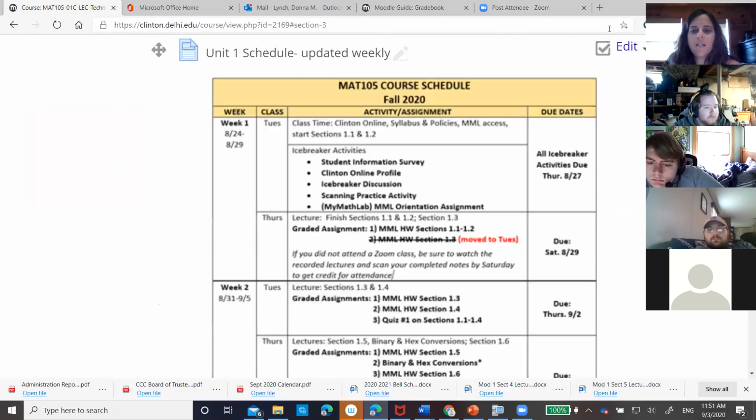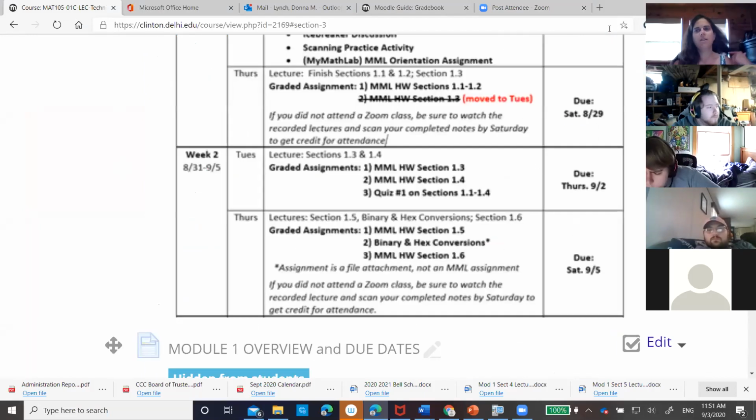So here's the schedule for this week. We only did 2 of the 3 things. Thank goodness, right? We don't have time for that last one. Section 1.5 and the binary and hex conversions are graded assignments. The 1.5 is in my math lab. The hex conversion is going to be attached. I will make sure you can see that as soon as we get off. That is still due Saturday, and there's going to be a Dropbox.